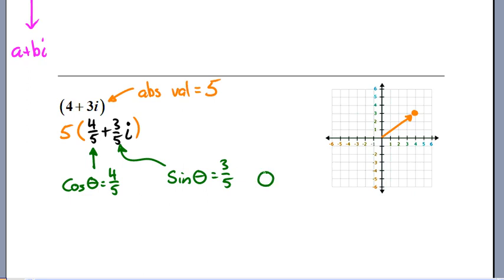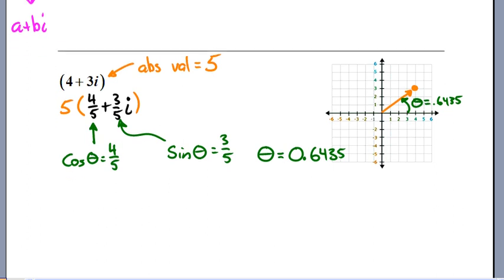And with a little work, it's really just math 11, but in radians, we can find that this angle is 0.6435. That's the angle right in here. 0.6435 radians. Okay, we're ready to go. Here's how I can write that story in a format that's not a plus bi.